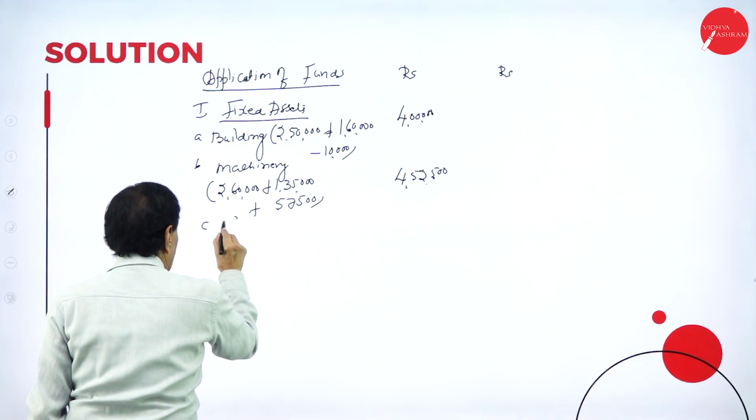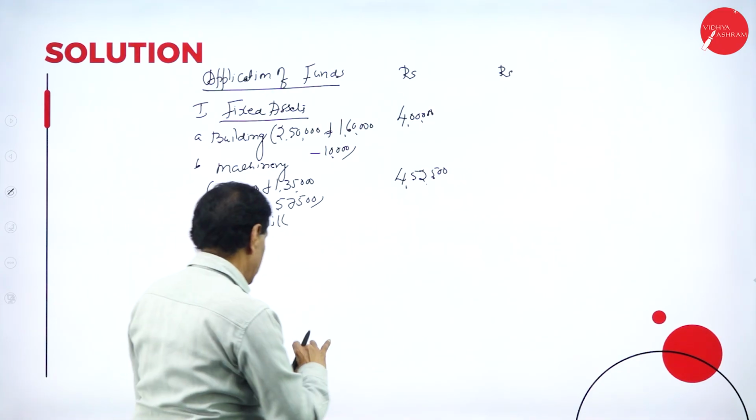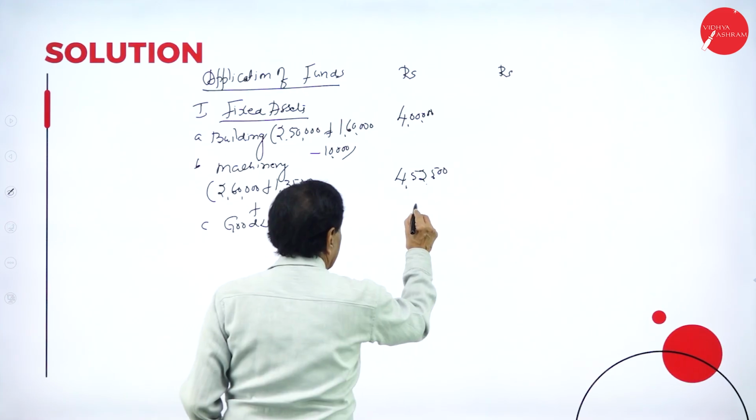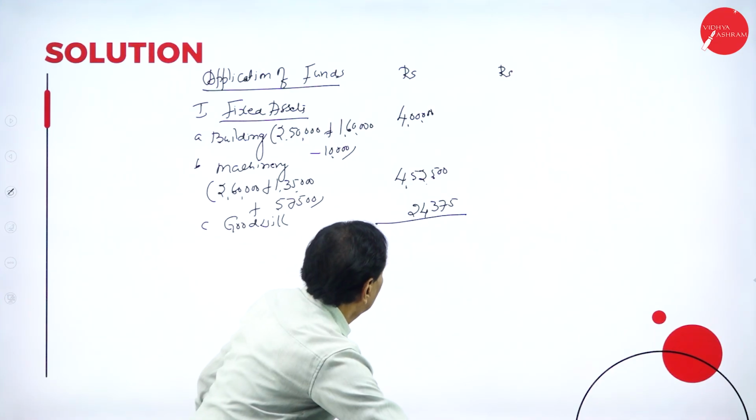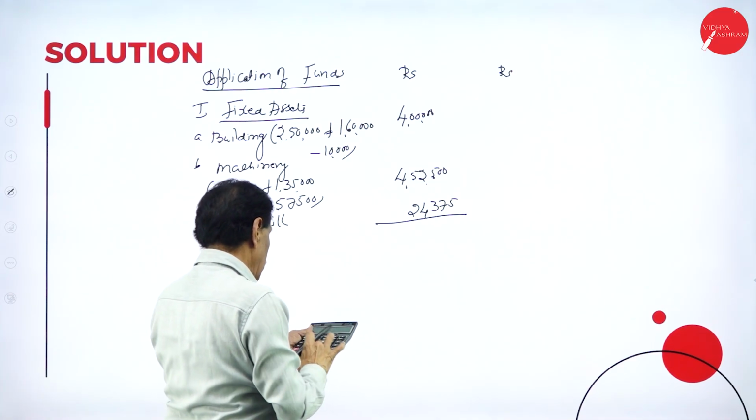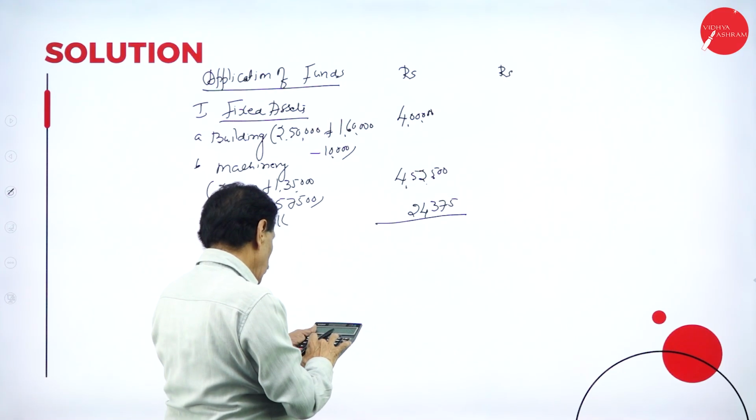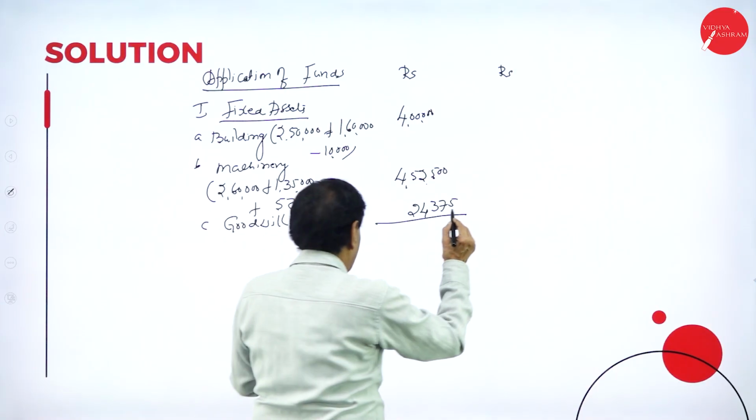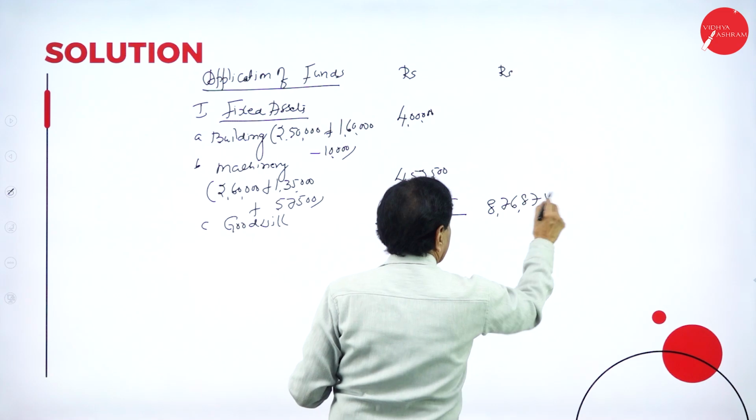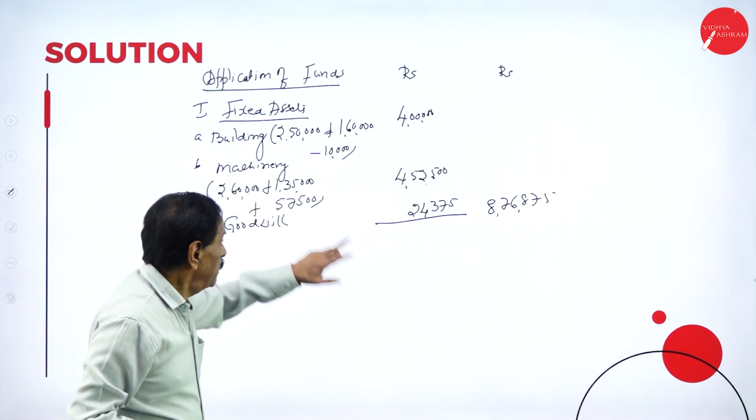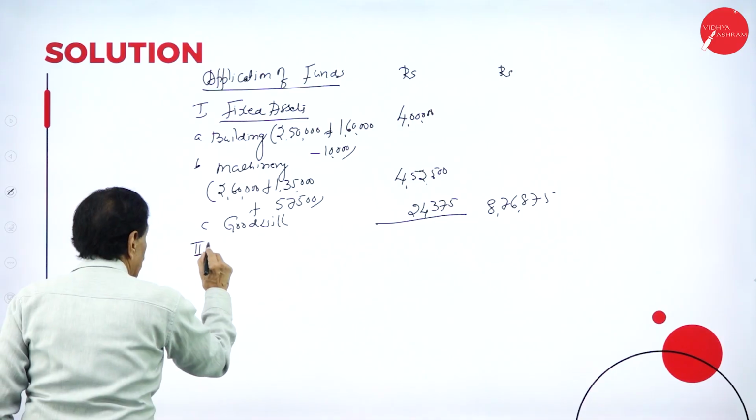C, goodwill. Goodwill is how much? 24,375. Add the three: 4 lakh plus 4,52,500 plus 24,375, 8,76,875. Fixed assets: building is depreciated, machinery is appreciated, extra goodwill. 8,76,875. Number 2, current assets.